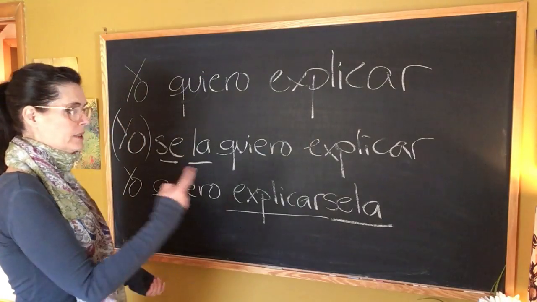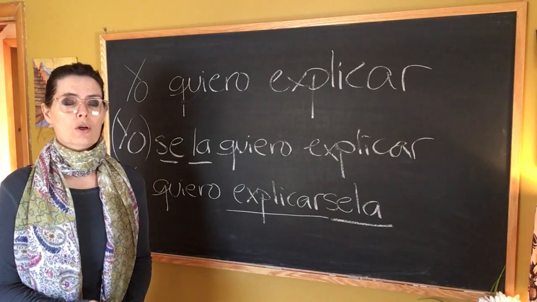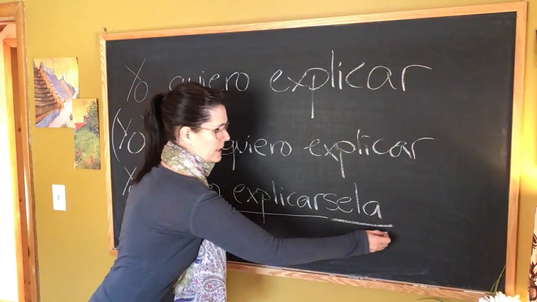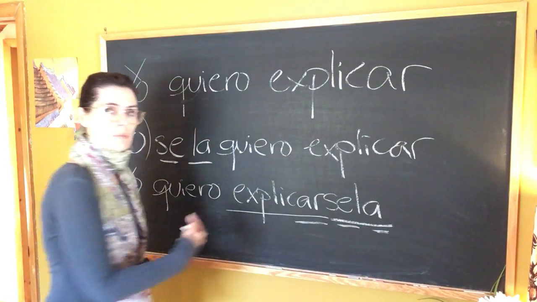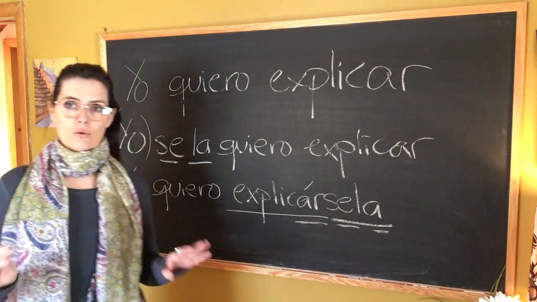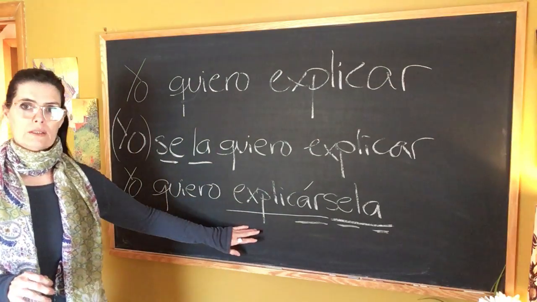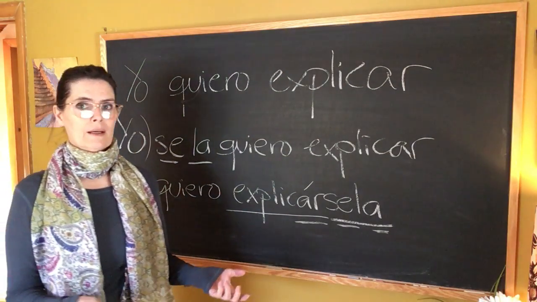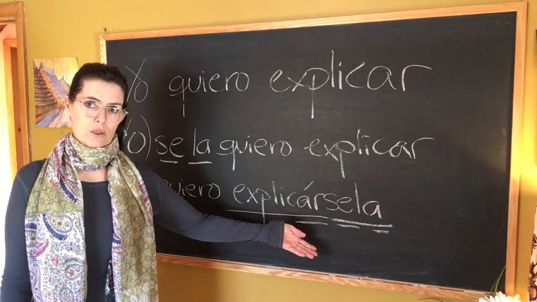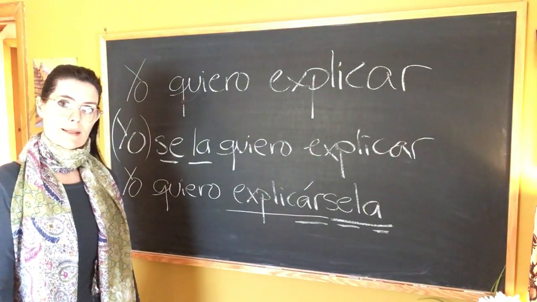But because it becomes such a long word, it actually becomes what's called an esdrújula. Esdrújula is a very long word that has the accent in the third syllable back, so it will always have an accent there. All esdrújulas have an accent, okay? It goes three back or more. These are really long words, there aren't too many. But because we have attached the pronouns to the end, it has become a really long word now, okay? Esdrújula again. Explicársela, okay?